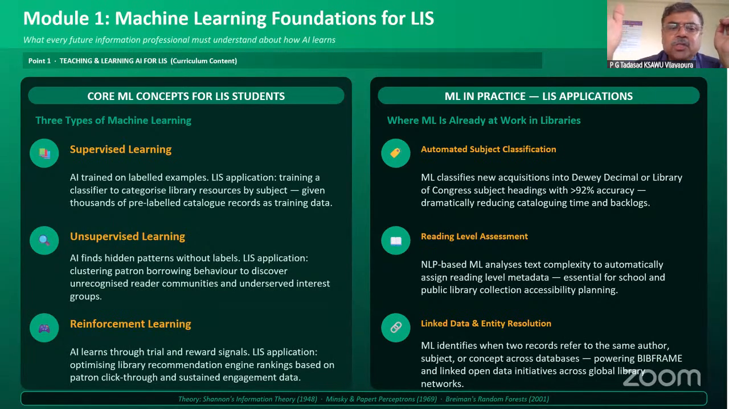Supervised learning, unsupervised learning, and reinforcement learning. Here, learners learn through trial and reward signals. So optimize library recommendation engine rankings based on patron click-through, sustained engagement and all that. So these are the areas of machine learning foundations that have to be taught to library and information science students as one module, with emphasis on all these aspects.